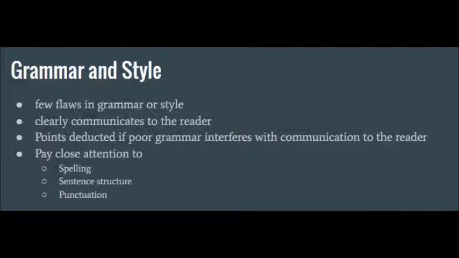Throughout the section, if you are aiming for a 3 out of 3 in grammar and style, you have to have few flaws in grammar. You have to clearly communicate to the reader your point. Points will be deducted if poor grammar interferes with the communication to the reader. In order to do this, you have to pay close attention to spelling, sentence structure, punctuation, verb tense agreement, and subject-verb agreement. Points will be deducted in the section if the sentences lack clarity or are difficult to understand, as well as if the flaws in grammar and style interfere with the flow of ideas and the ultimate communication.